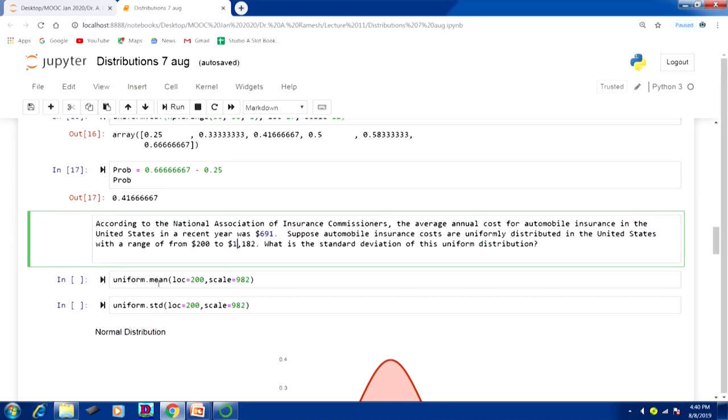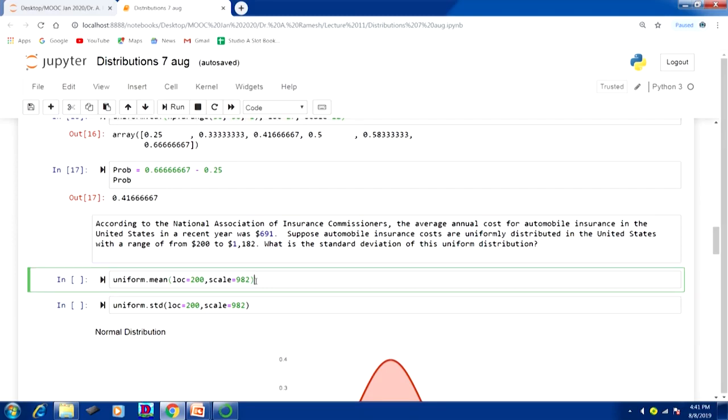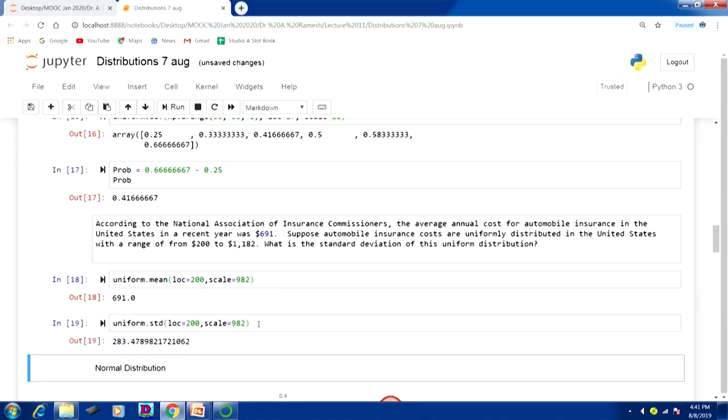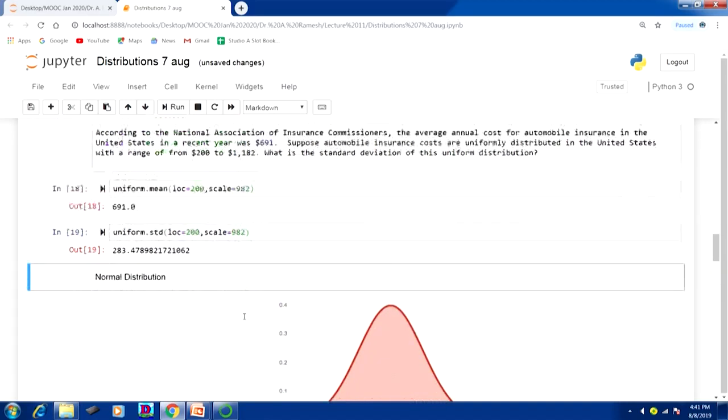So, we will verify this: uniform.mean, loc, starting point is 200, the scale is 982, that is 1182 minus 200, this one. So, yes, it is $691. If you want to know the standard deviation of the uniform distribution, because this formula is different, it is not the simple standard deviation. So, uniform.std, loc is 200 comma scale is 982, you will get a standard deviation of 283.47.